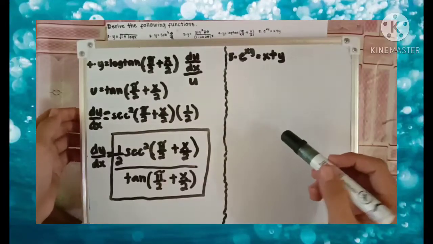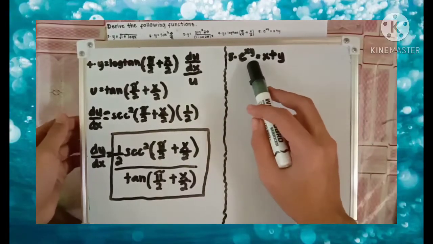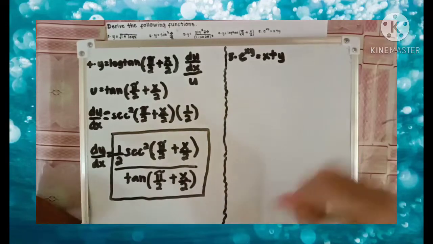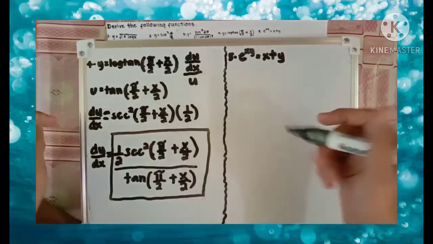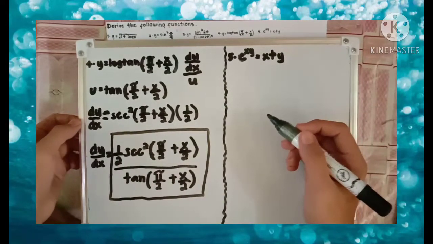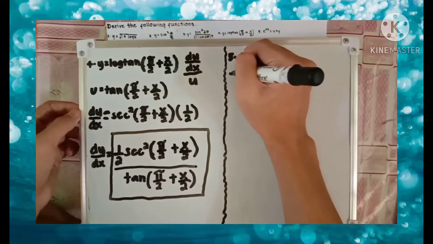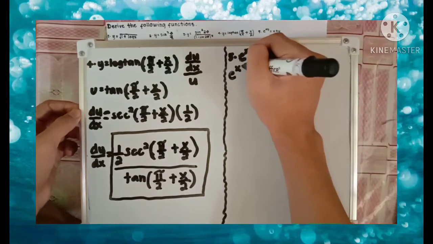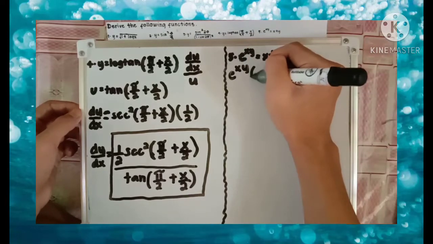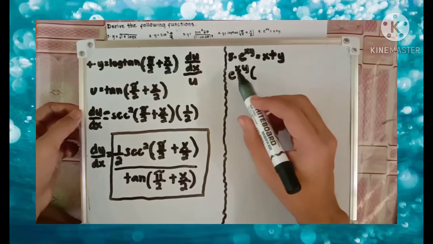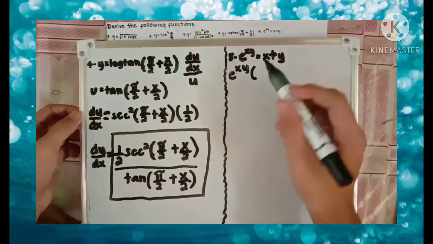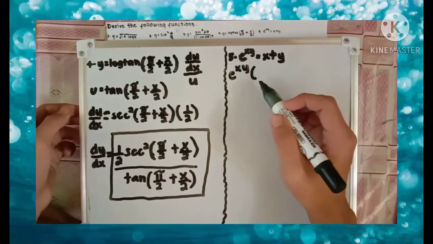Guys, let's proceed for problem number 5. E raised to xy is equals to x plus y. So, in this case, nasa exponential function siya. So, in exponential function, we have to copy first the e raised to xy times the derivative of each exponent, which is x times y. So, we have to use the product rule.